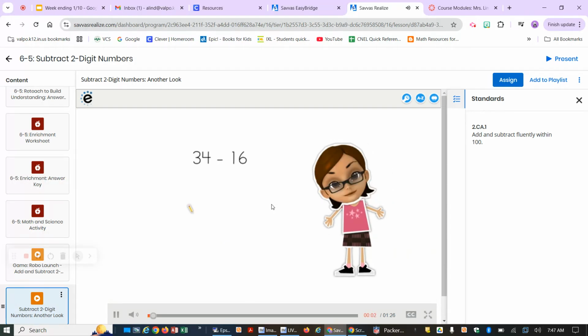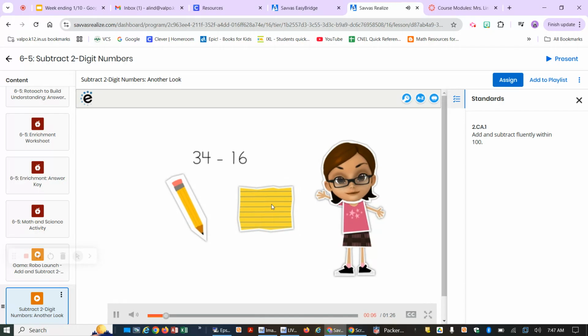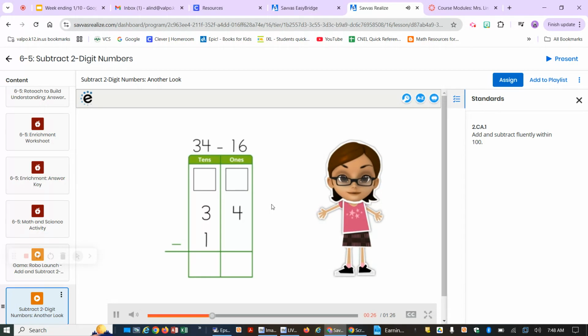So I have a pencil. And I have a sheet of paper. Cool, Marta. Let's put them together to subtract these two numbers. Let's use a subtraction frame to help us. For 34, write 3 in the tens column and 4 in the ones column. Okay, so this means that for 16, we can write 1 in the tens column and 6 in the ones column? Exactly! Now we can subtract, starting with the ones column.